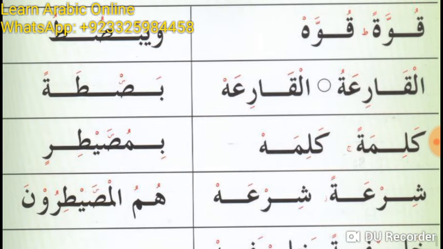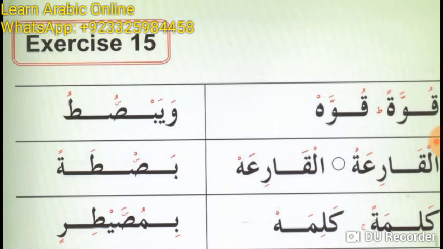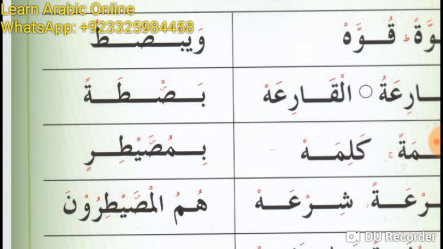Remember that. Okay, so we have Al-Kariyah. Okay, we have Kalima. Shira. Good. Not Khai, Khalifa. Okay. Wajib. No, Wajab. Wajab, thank you so much. Wajab sutu.